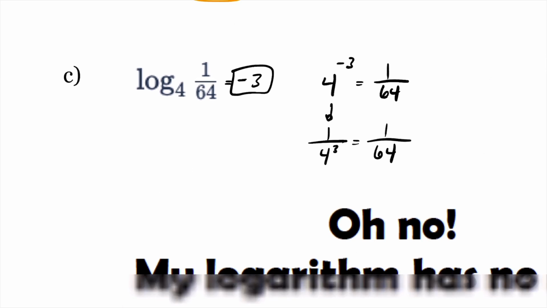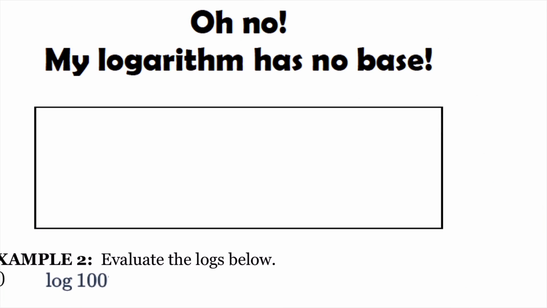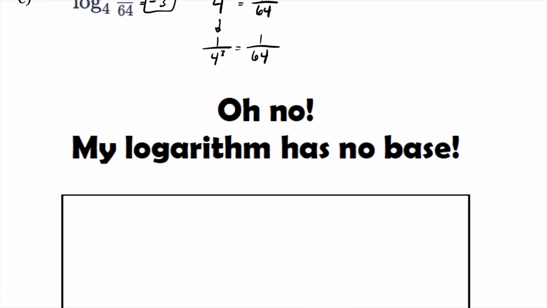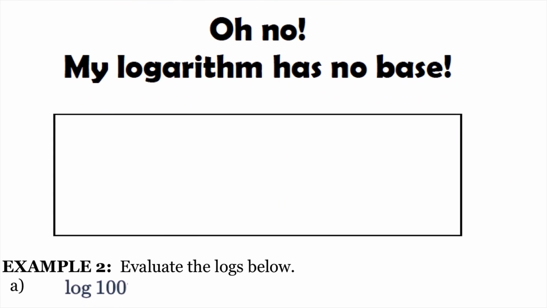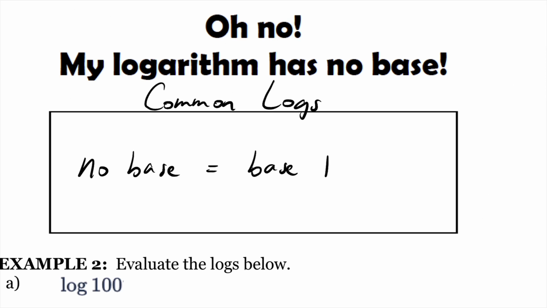Okay. So the logs on your calculator, on your phone calculator, only have a certain base. They don't have base of 4, base of 2, base of 7. They only have one base, and those are called common logs. Common logs are when no base is showing, that's base of 10.